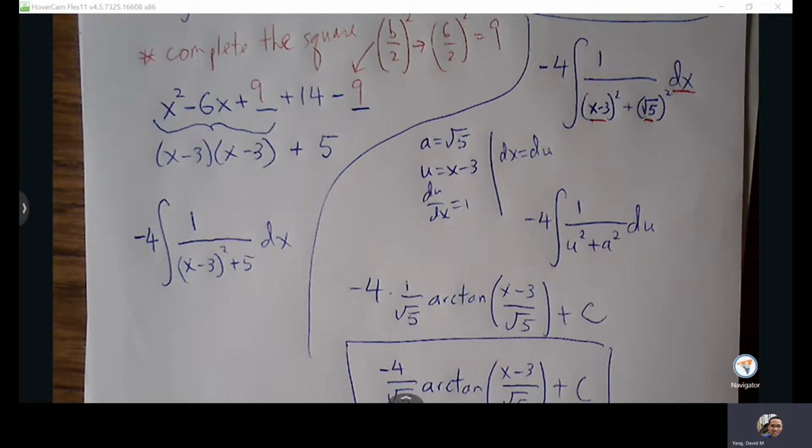Okay, any questions with number 5? Okay, take a look at number 6. Number 6 and 7 are more review for the quiz, more like the quiz topics there.